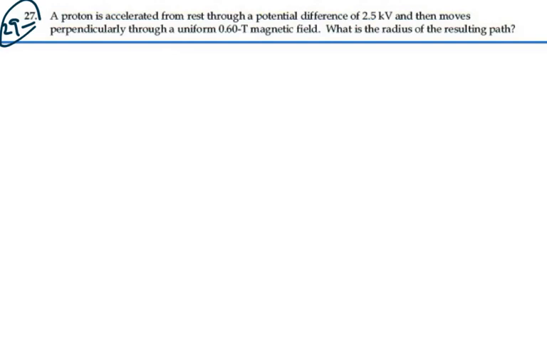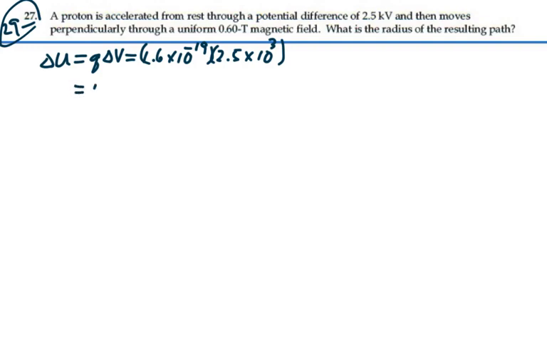Well, the change in potential energy of this proton is going to equal its charge times the change in voltage. And that is going to equal 1.6 times 10 to the minus 19 for the charge, and we're going through 2.5 kilovolts. So this is equal to 4 times 10 to the minus 16 joules.